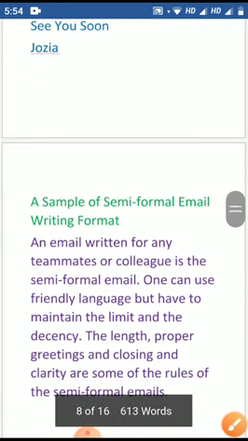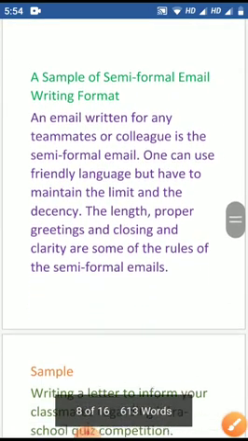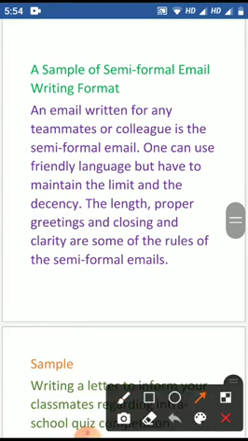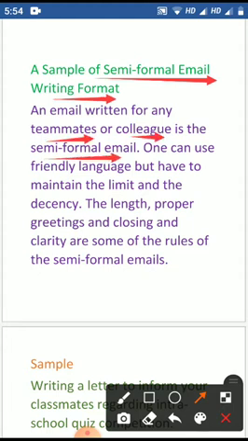Okay, let us take the second type. A sample of semi-formal email writing format. An email written for any teammates or colleagues is semi-formal. One can use friendly language but has to maintain the limit and the decency. The length, proper greetings and closings, and clarity are some of the rules of the semi-formal emails.